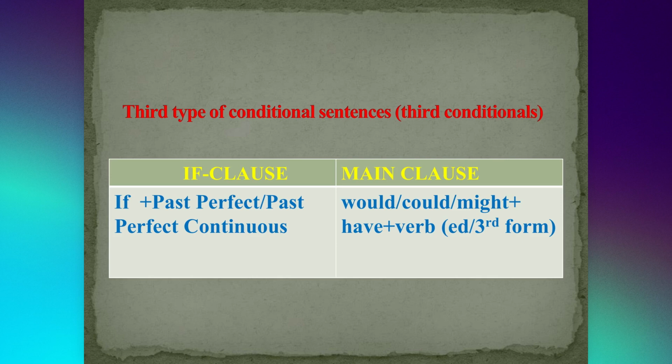Past perfect is formed by means of auxiliary verb had for all persons plus past participle. Past perfect continuous is formed by means of auxiliary verb had been for all persons plus verb with the ending ing. In the main clause, we should use future perfect in the past. It is formed by means of auxiliary verb would have for all persons plus past participle.